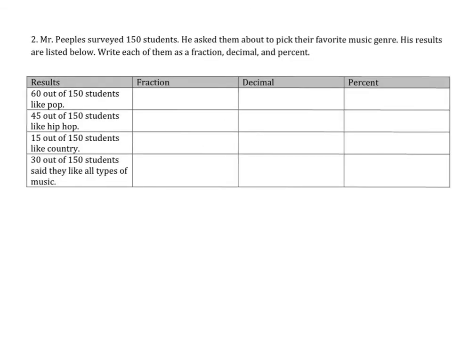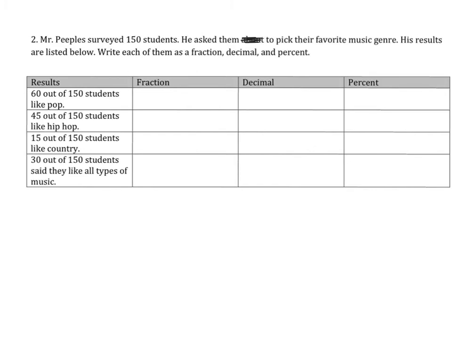On number 2, you were asked to complete the table to find the fraction, decimal, and percent. Mr. People surveyed 150 students. He asked them to pick their favorite music genre. I know the word about shouldn't be there. He asked them to pick their favorite music genre. His results are listed below. Write each of them as a fraction, decimal, and percent.